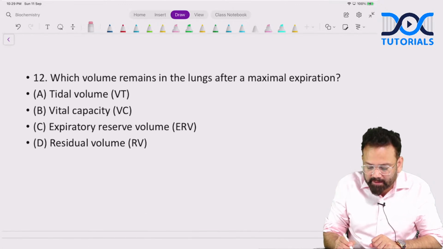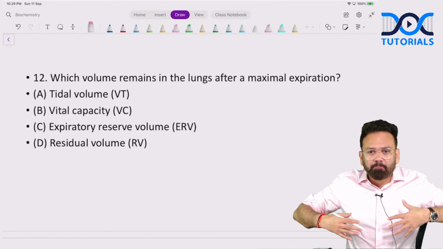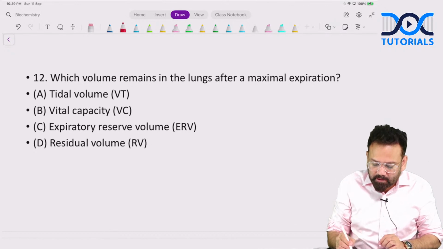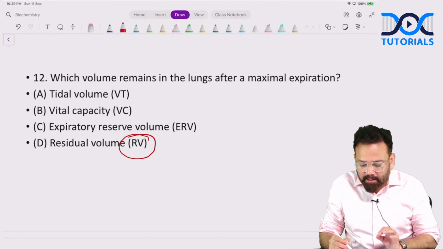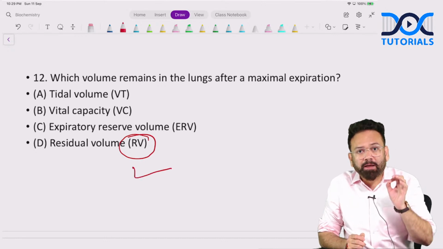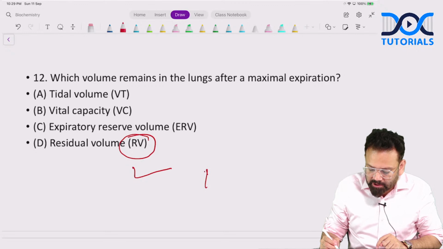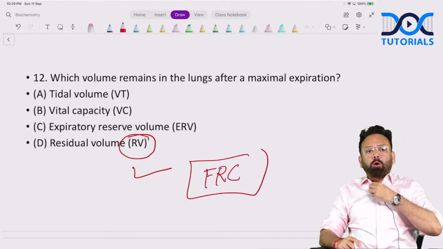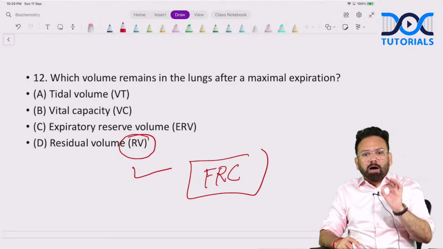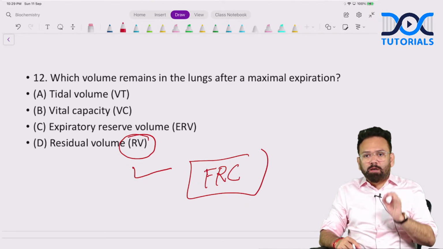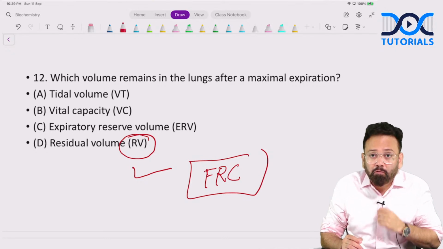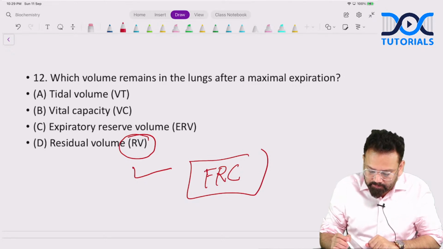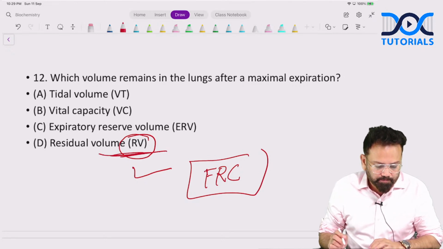Which volume remains in the lung after maximal expiration? After full expiration, what is left? Residual volume. The amount of air after full expiration is residual volume, and the amount of air after normal expiration is functional residual capacity. If they ask you the amount of air after normal expiration, answer is functional residual capacity. And if they ask after full expiration, answer is residual volume.